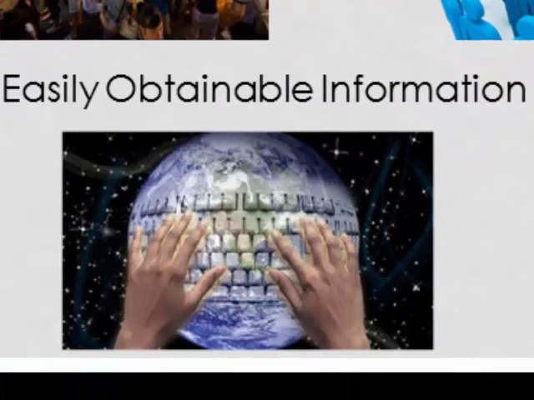Easily obtainable information, meaning that you can easily find out about any company at all that you're buying from in a perfect competition. There's no secrets, there's no hidden messages. It's just all the information you could possibly want to know about a product and its seller is available.